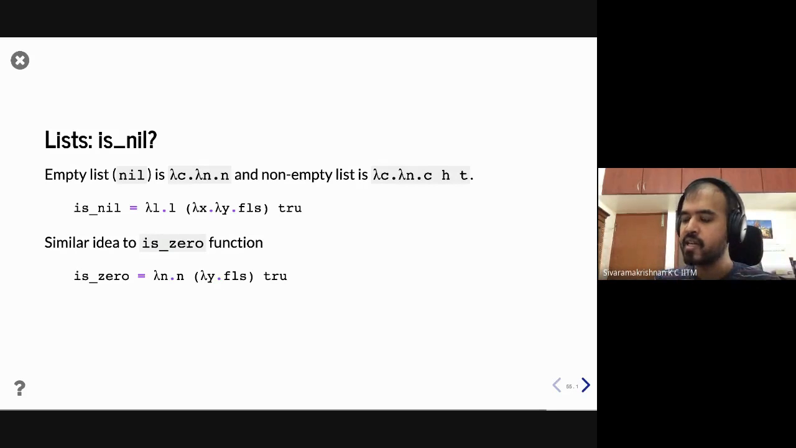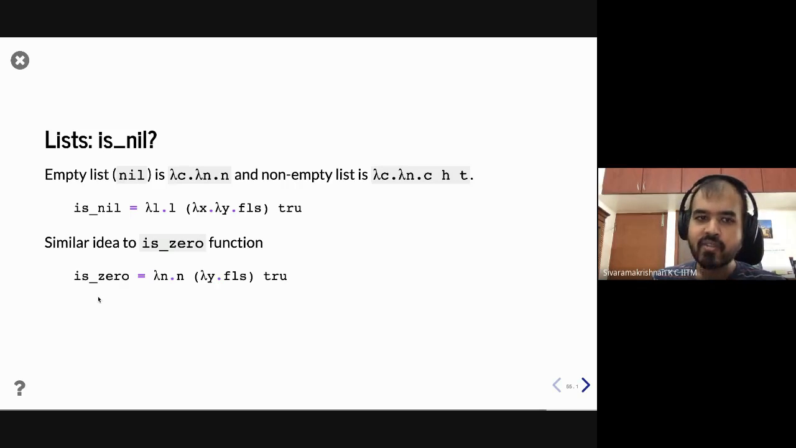I've destructed it. I also want to test it. I may want to check whether a list is empty or not. So I define this function called isnil. So the idea is that if you apply this isnil function on a nil value, it returns true. If you apply it on a non-empty list, which has a cons, then it returns false.